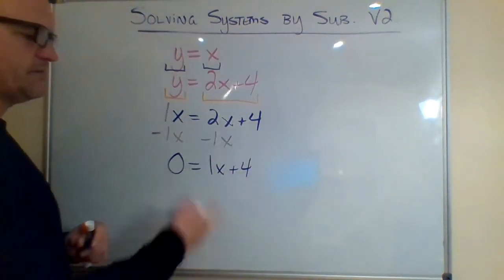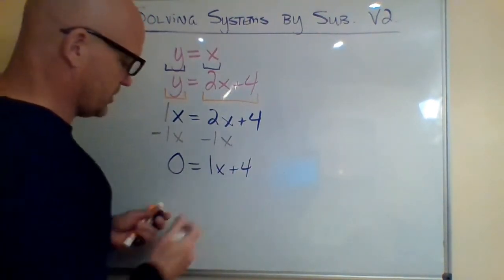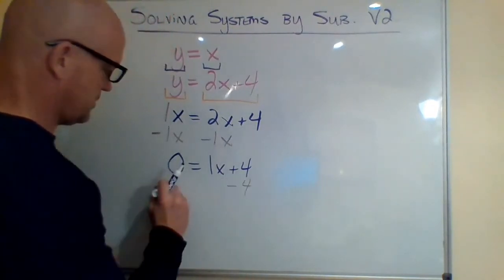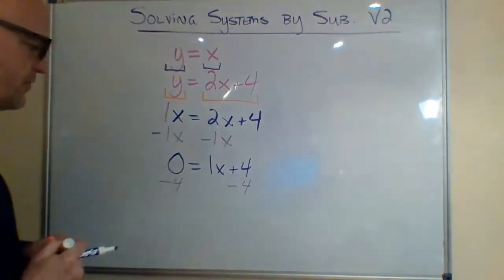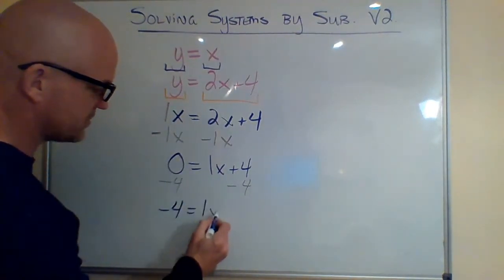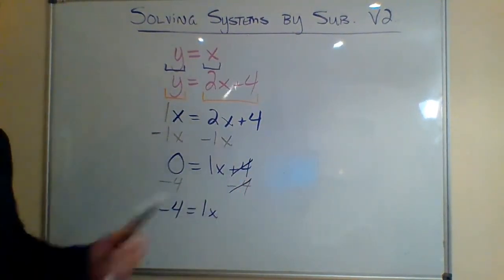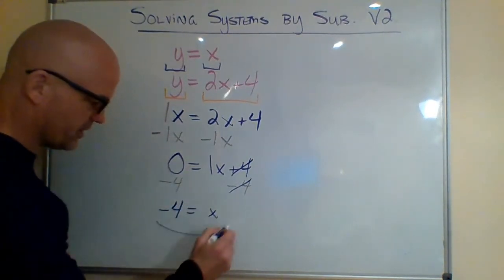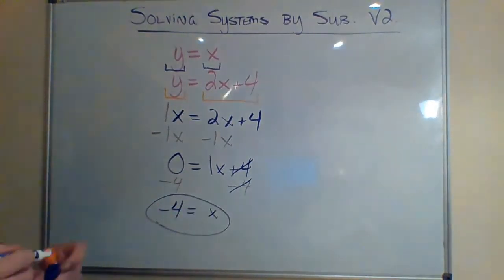Now it's simple enough. Get rid of that plus 4. We're going to subtract 4 from both sides. 0 minus 4, of course, is negative 4. And that's going to equal 1x. The 4's cancel out. And of course, coefficient of 1, we can divide by 1, but no need. Let's just get rid of it. So an x value of negative 4.